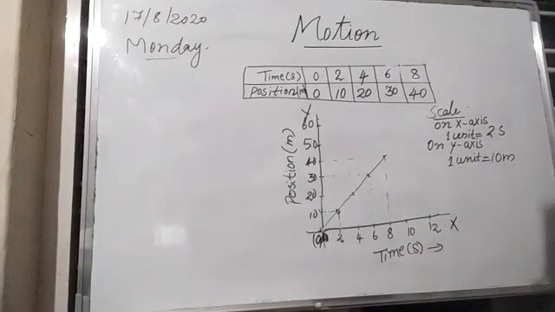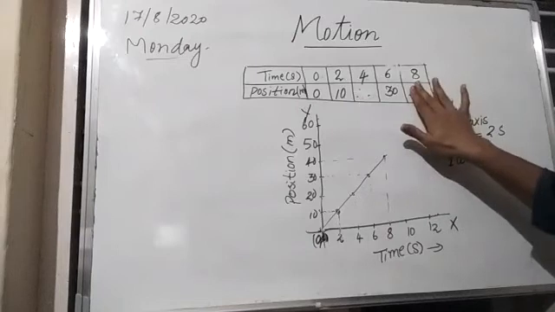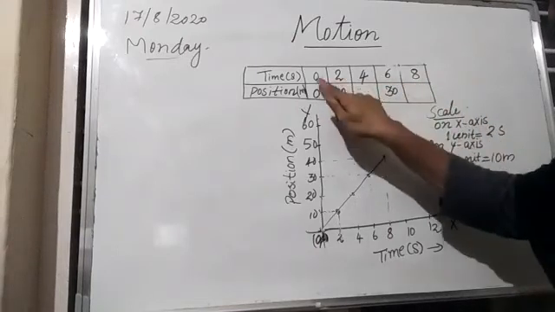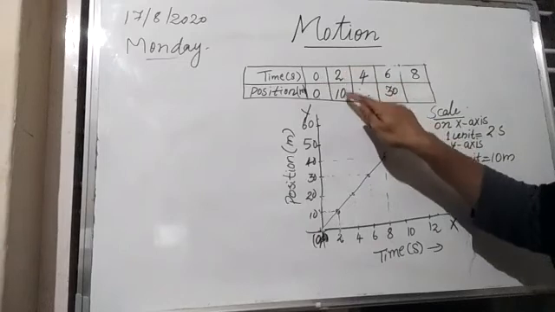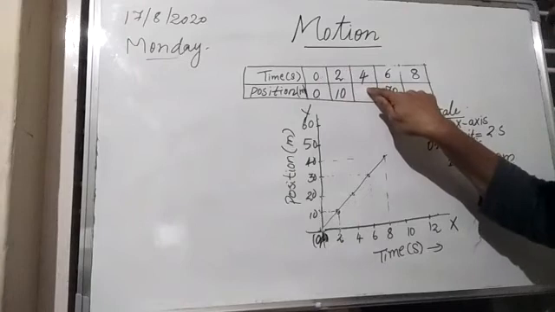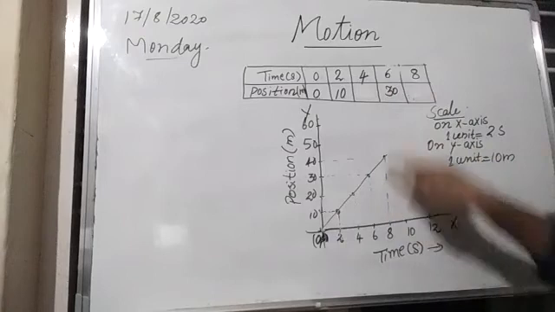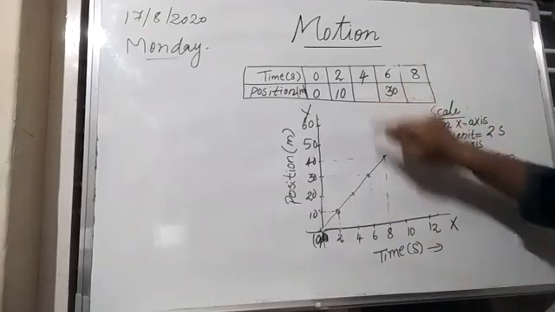Now let me explain how to find the position of an object at a particular time, at an instant of time. For that, let us consider that this position is not given, and here also the position is not given. So how to find it? At 0 seconds it is 0, at 2 seconds it is at 10. Now at 4 seconds, where is the position? What is the position of the object at 4 seconds? So the graph is given. From the graph, we have to find out the position.